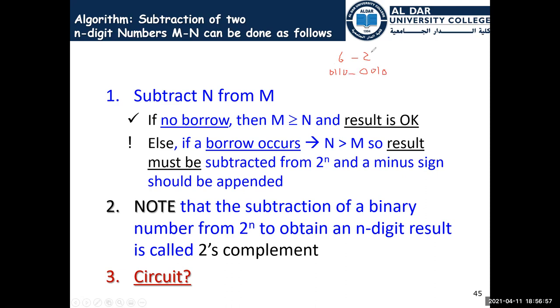We won't subtract the smaller number from the bigger number. This means we take the 2's complement of this number. The 2's complement of this number is 0, 1, and then toggle, 1, 1. Then we subtract 1. Okay, what is the result? 0 minus 0 is 0, 1 minus 1 is 0, 1 minus 1, so we have 3 zeros. And for the last one, we need a borrow.